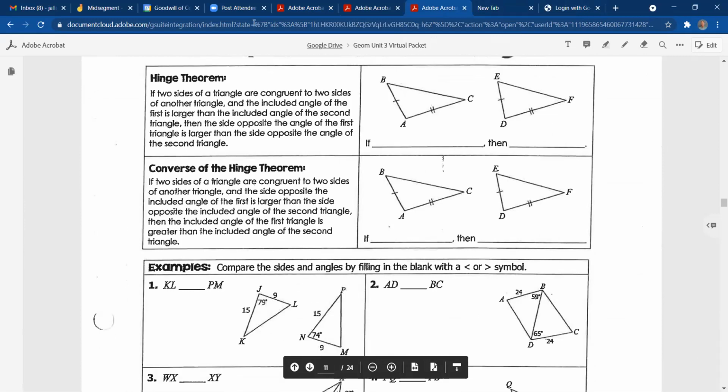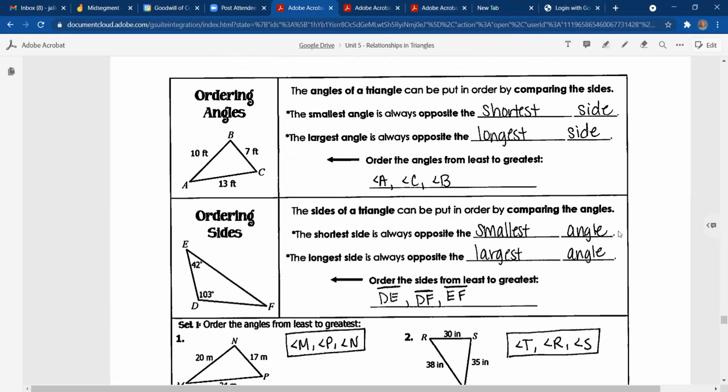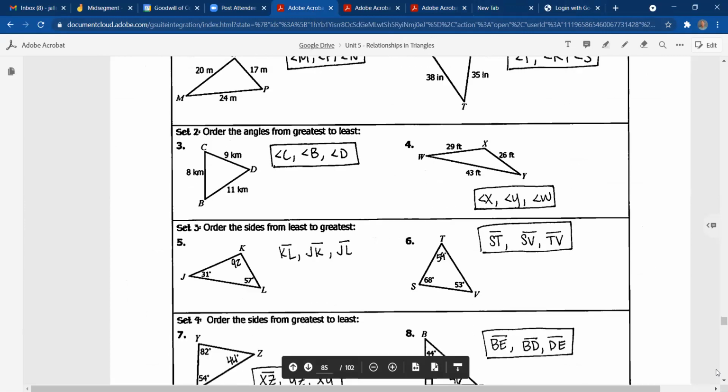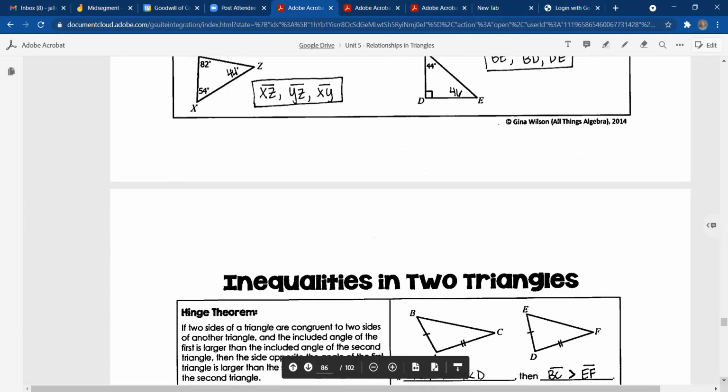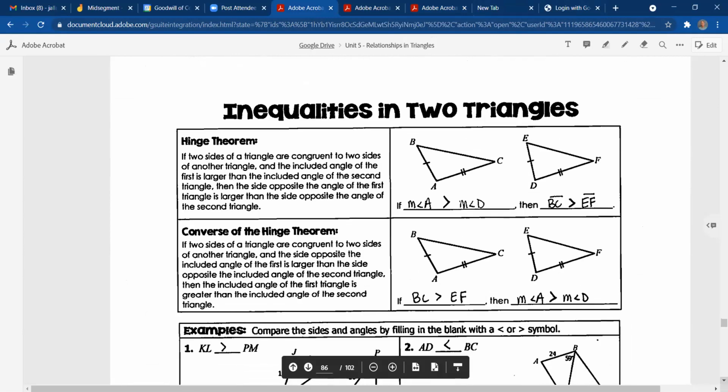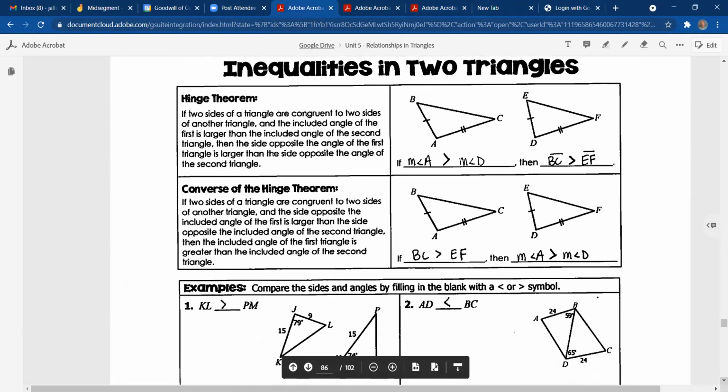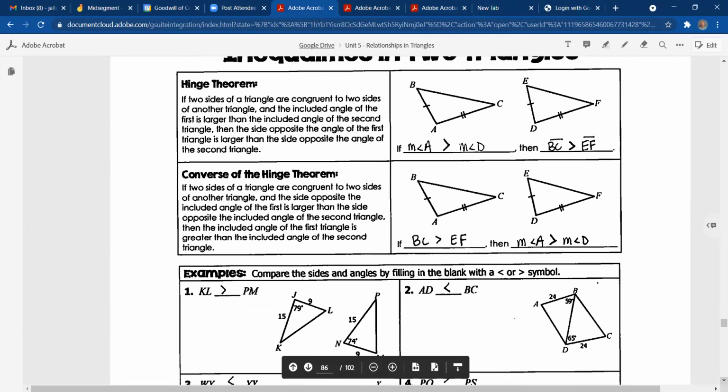Now these inequality theorems may sound kind of strange, but you can have sides of two different triangles. You can have two sides that are congruent, but the third side not be congruent. Well, that's because you can have different angle measurements.